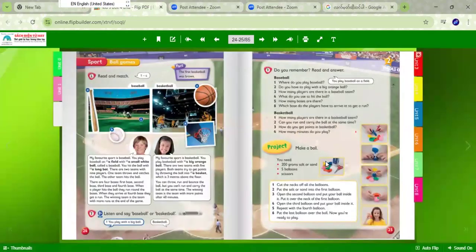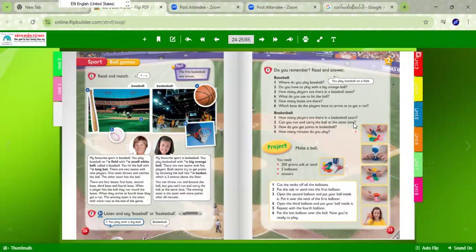Here is more activity for a learner, for a student. We will take 5 balloons and cut the balloon and put some salt or sand into a balloon, and we will put it over the neck of the first balloon, and then put it into the ball and the ball inside it. All right, this is how you make a baseball. Most learners and students like to do this one and play it in a classroom.